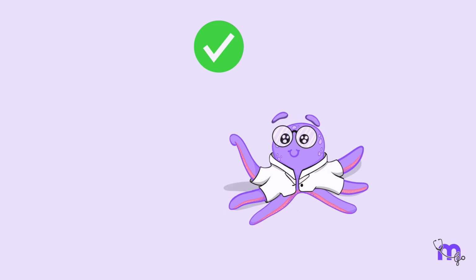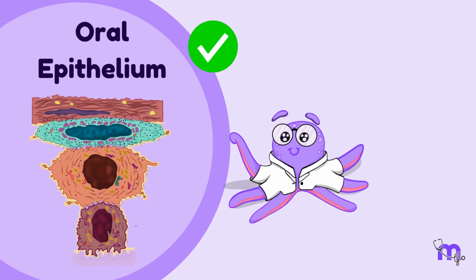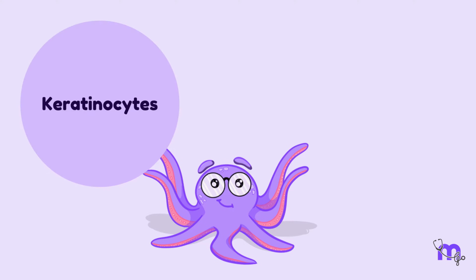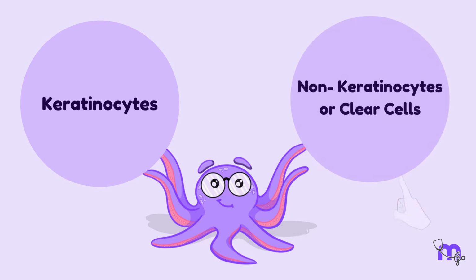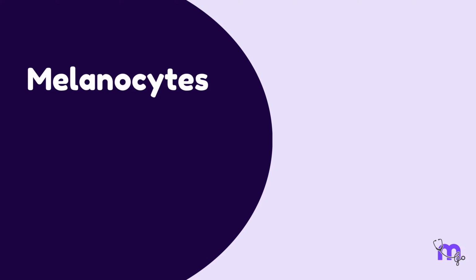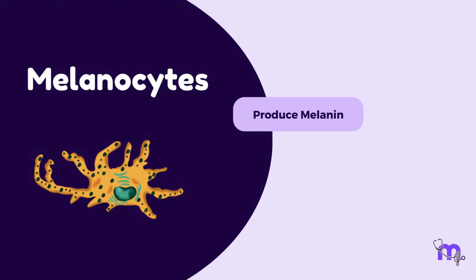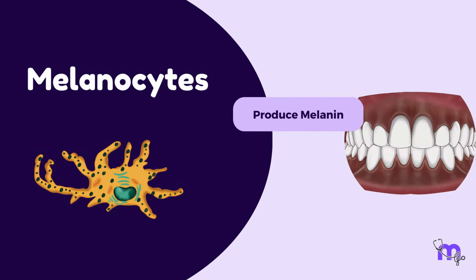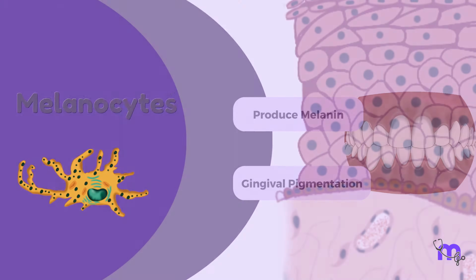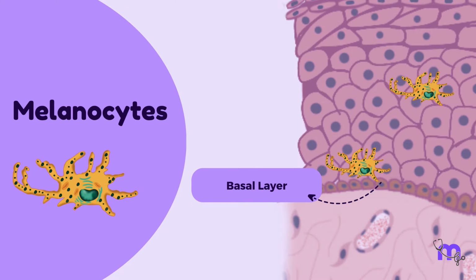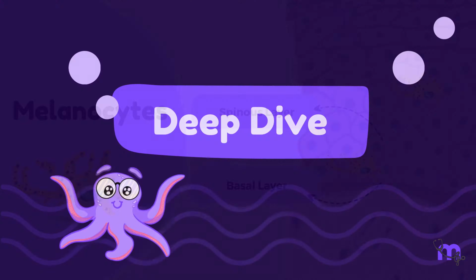We've now covered the layers of oral epithelium, but there's more. Besides keratinocytes, we also have non-keratinocytes, or clear cells. Let's explore them. Starting with the melanocytes. These specialized cells produce melanin, responsible for gingival pigmentation. They are found in the basal and spinous layers.